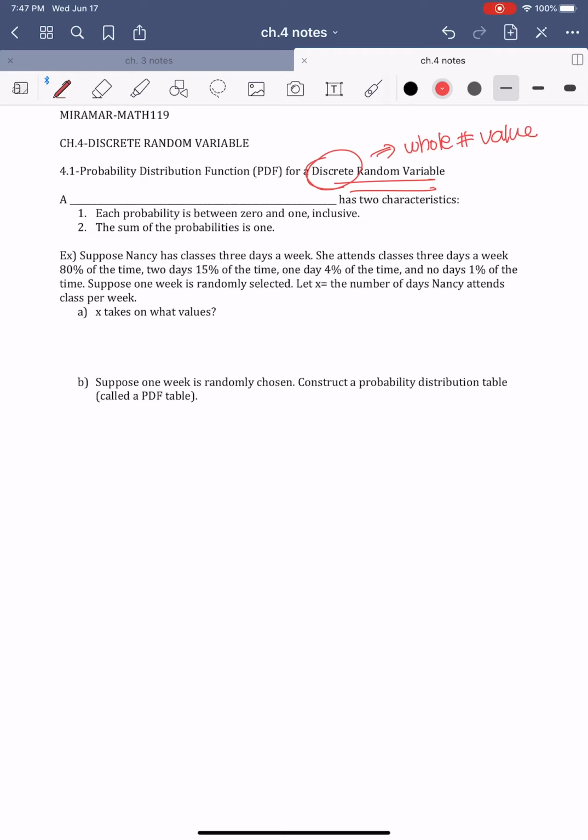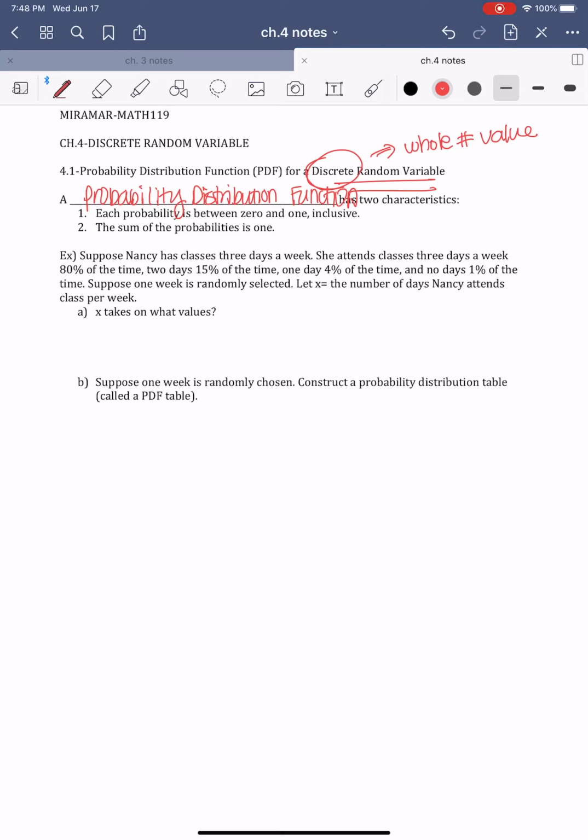But let's begin with 4.1. The very first type of probability function that we are going to go over in chapter 4 is the probability distribution function. Now, what is a probability distribution function? It has two characteristics. One, each probability is between 0 and 1 inclusive. And number two, the sum of the probabilities is 1. So the first one is called probability distribution function.